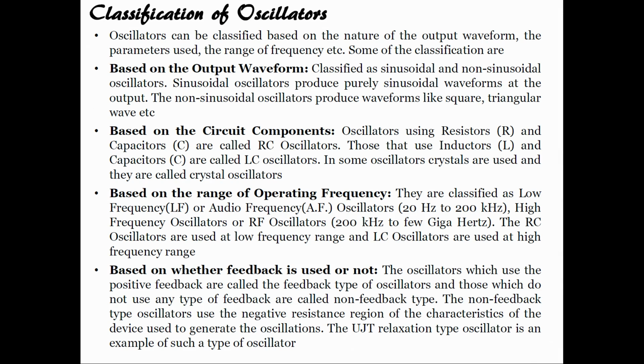Same way, based on circuit components, whether we are using R, C, L, LC. If it is R and C, it is an RC oscillator; if it is L and C, it is a different kind of oscillator. We will see different kinds of oscillators depending on how many L and how many C, it can be a Hartley oscillator, it can be a Colpitts oscillator. So, we have to understand that depending on the circuit components, we can also classify oscillators.